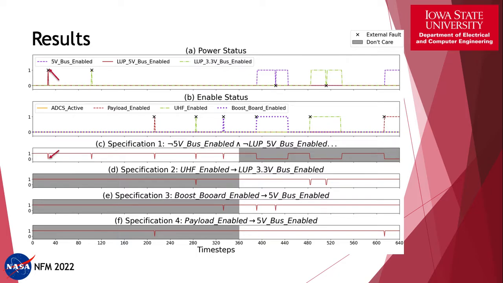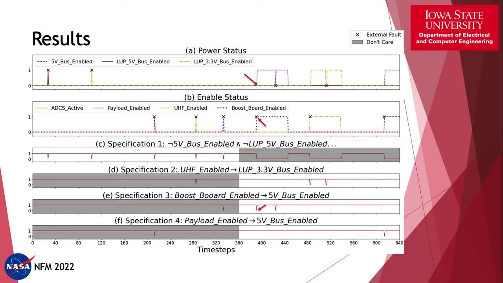Within the first 30 minutes, we first inject a fault by enabling the latch-up protected 5-volt bus. You can see that R2U2 immediately evaluates to false. Our fault recovery then turns off this bus within the next time step, and R2U2 evaluates to true. We can see that if we inject any faults for turning on a power bus or a subsystem within that first 30 minutes, R2U2 evaluates to false. Within the next time step, our fault recovery has turned off that power bus or subsystem, and R2U2 has now evaluated to true.